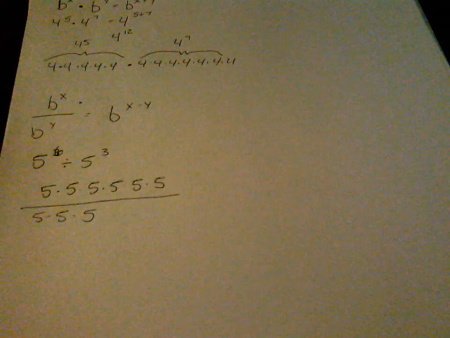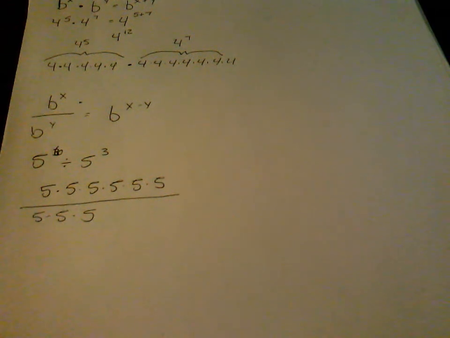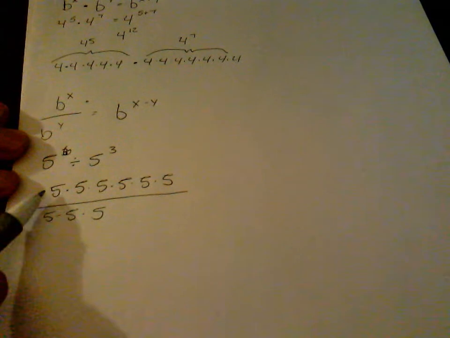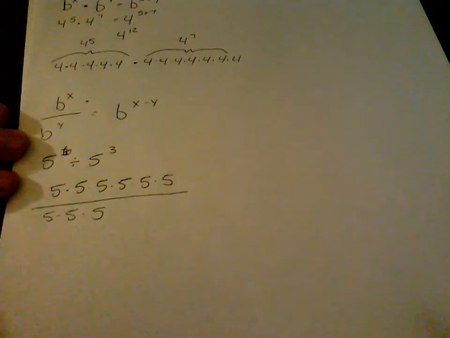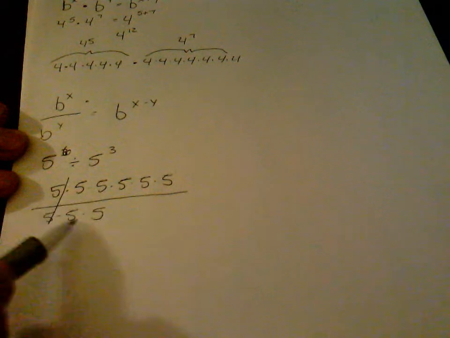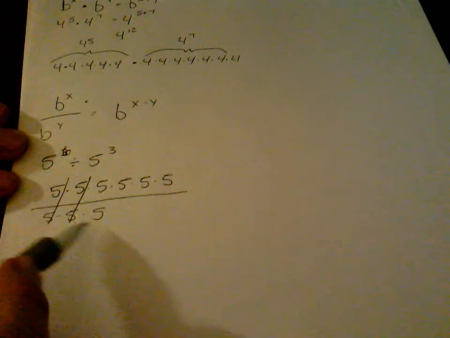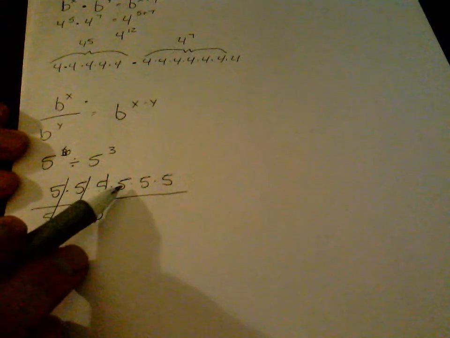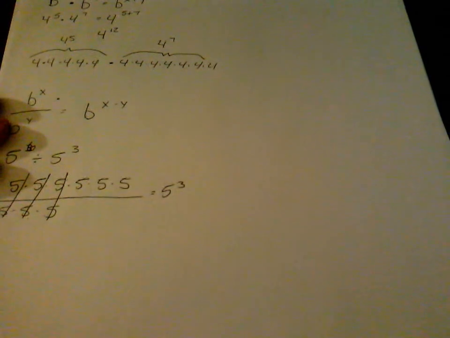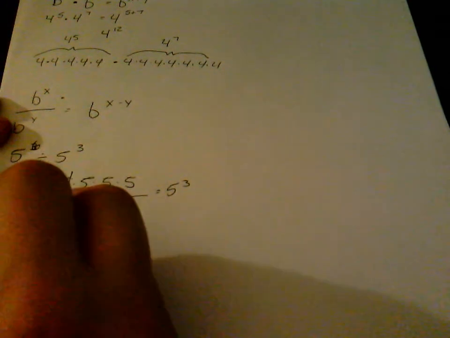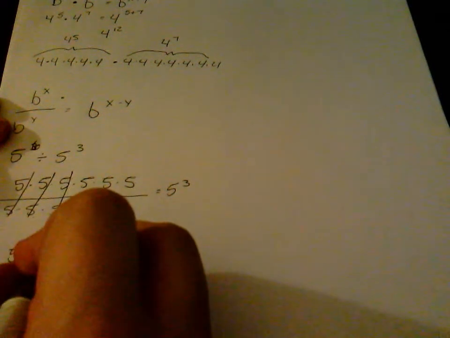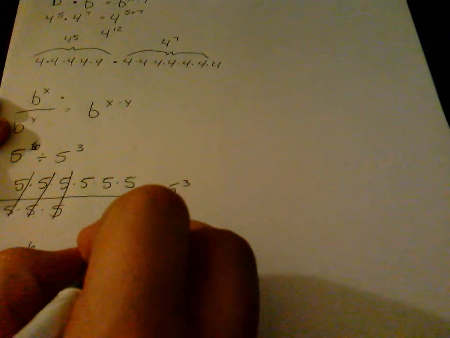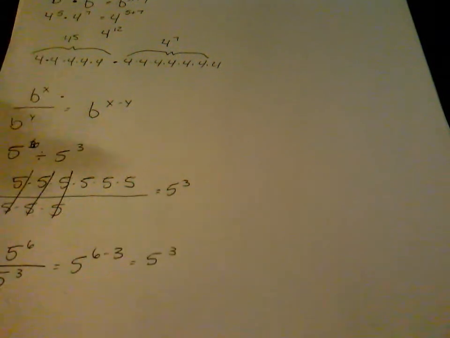Let me show you what happens. Technically, we can cross things out. 5 divided by 5 is 1, so that crosses out. 5 divided by 5 is 1. 5 divided by 5 is 1. We have 3 5s left, 5 times 5 times 5, which equals 5 to the 3rd power. But if we use our rule, 5 to the 6th divided by 5 to the 3rd equals 5 to the 6th minus 3, or 5 to the 3rd power. Notice how that rule works out as well.